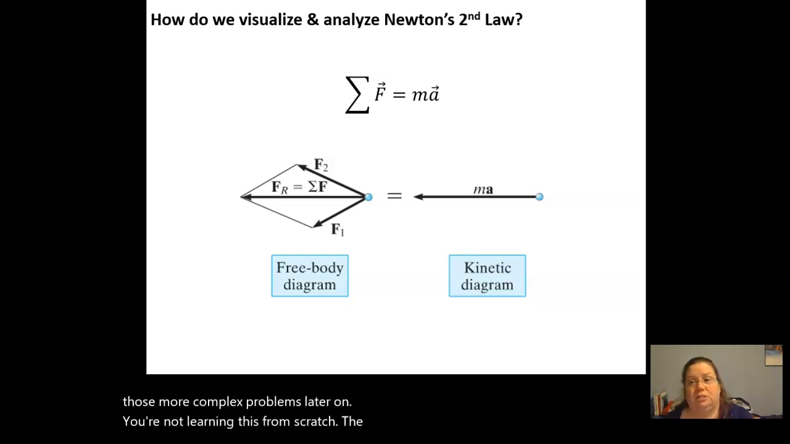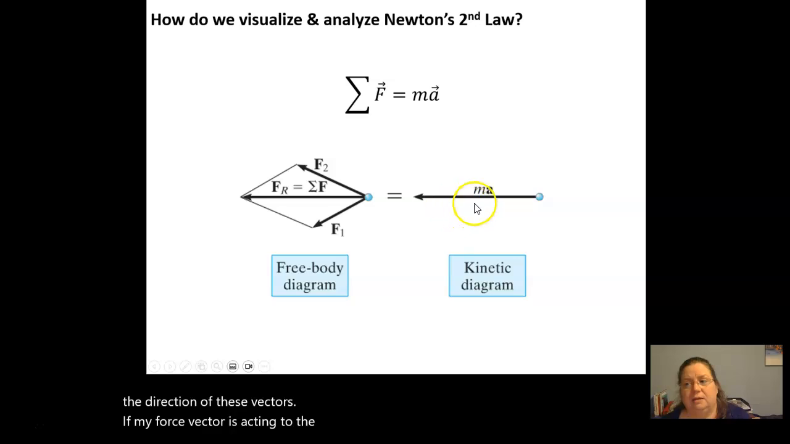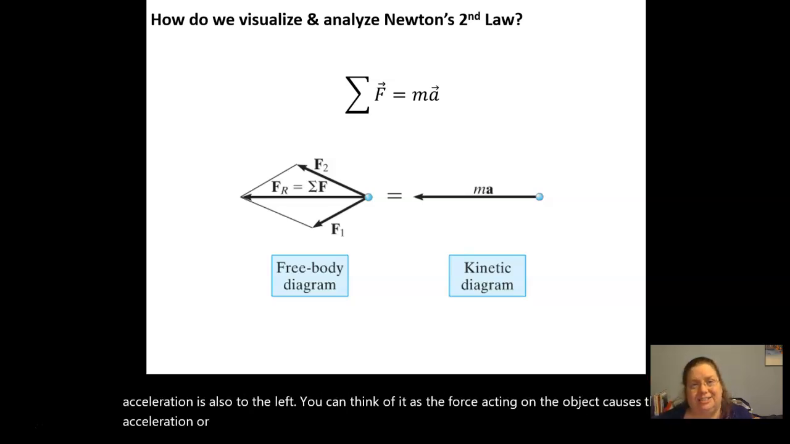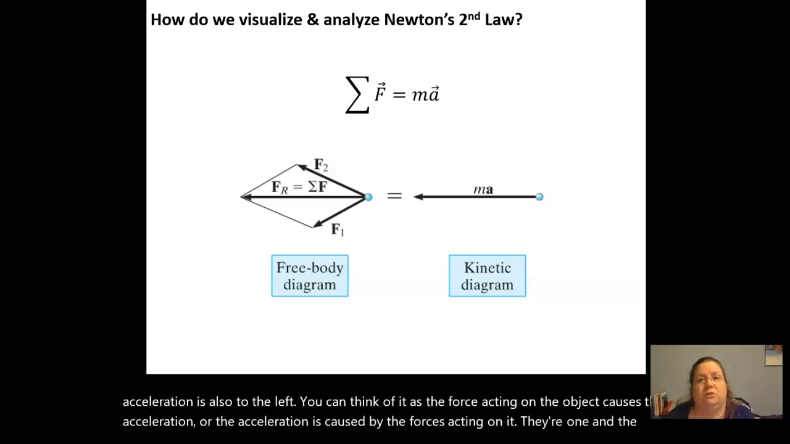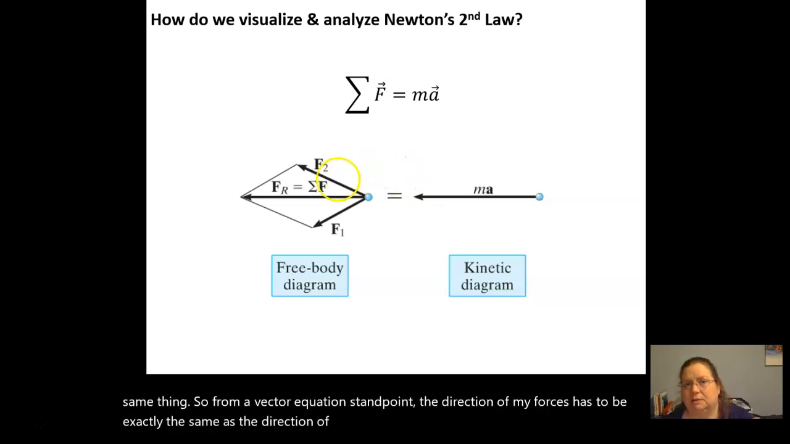The other thing that I want to mention here is notice the direction of these vectors. If my force vector is acting to the left, then my kinetic diagram has to show that mass times acceleration is also to the left. You can think of it as the force acting on the object causes the acceleration, or the acceleration is caused by the forces acting on it. They're one and the same thing. So from a vector equation standpoint, the direction of my forces has to be exactly the same as the direction of my mass times acceleration.